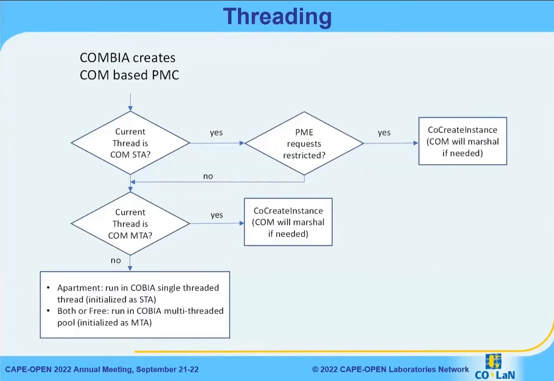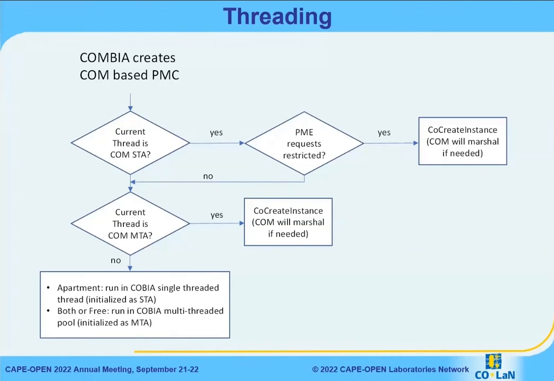So this is more or less the decision tree for creation of a COM object from a COBIA PMC. First, it is checked whether COM is already initialized on the current thread as a single-threaded apartment threading model. If that is so, and the PME is requesting restricted threading for the particular PMC, then we just co-create the instance. If the COM threading model is not compatible with the single-threaded thread that we're running at, COM marshalling will kick in as it would usually do.